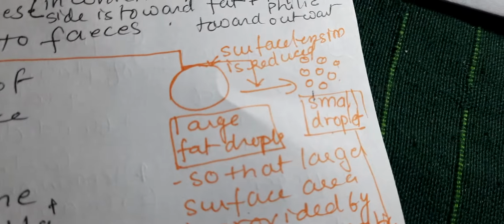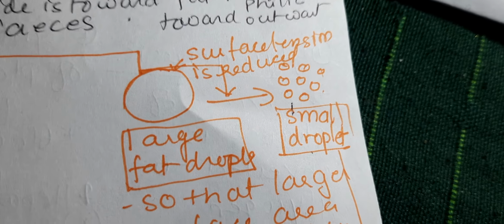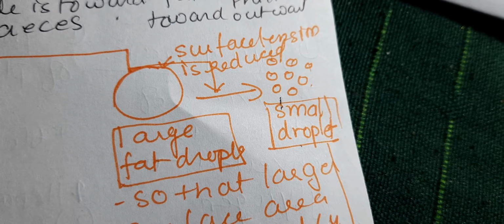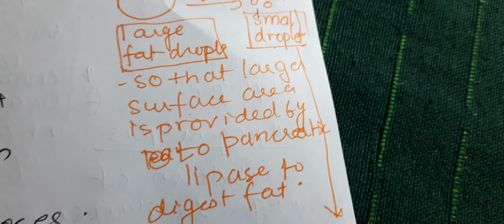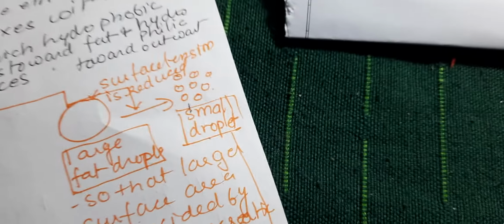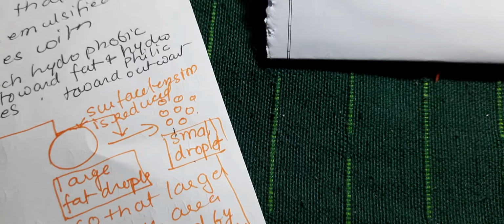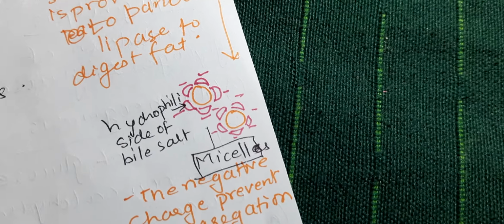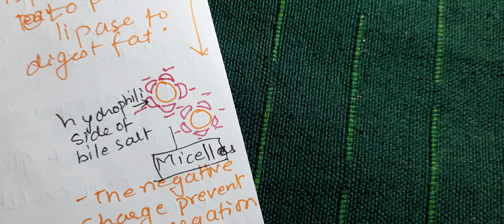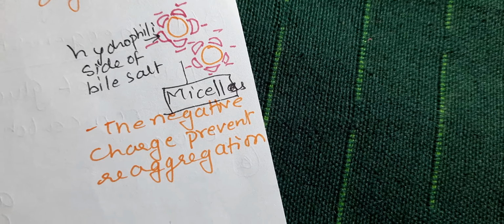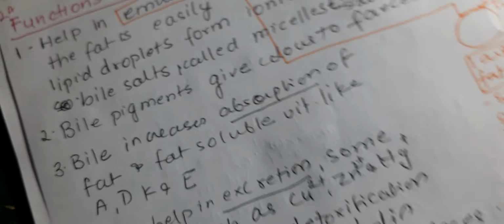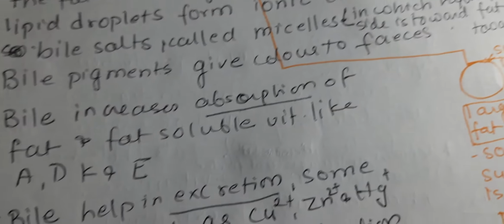So how the formation occurs, you can see this is a large droplet of fat, acted upon by the bile juice, which reduces the surface tension and breaks it down into smaller droplets. Now the lipase acts on this, okay, and digests it. These small droplets once formed are covered by the bile salt, which provides an overall negative charge to these droplets. Now the negative charge prevents the reaggregation of these fat droplets into large ones. Okay, so bile pigment gives color to the feces.